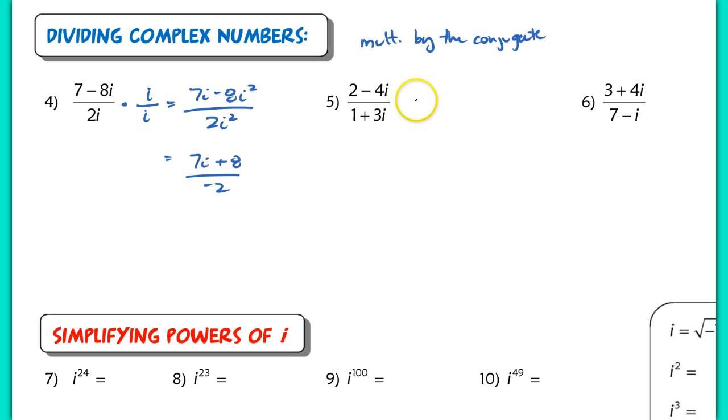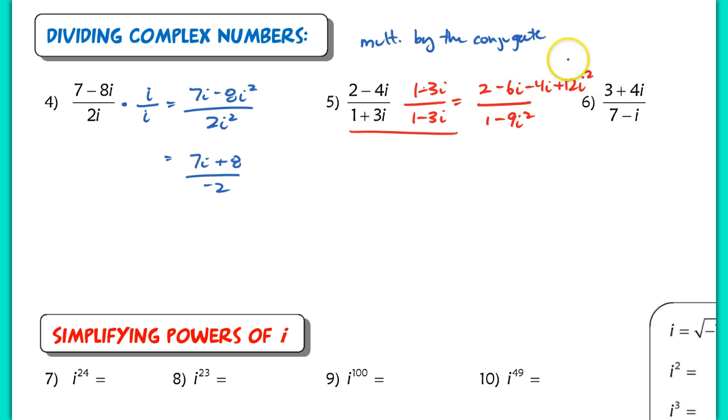When you multiply by the conjugate here, (1 minus 3i) over (1 minus 3i), the denominator is really easy because that's just going to FOIL to 1 squared minus 9i squared. The numerator is the only thing that you have to actually FOIL out. So you have 2 minus 6i minus 4i plus 12i squared. And then you would reduce the rest of this and simplify.